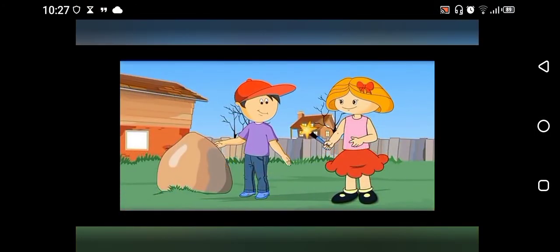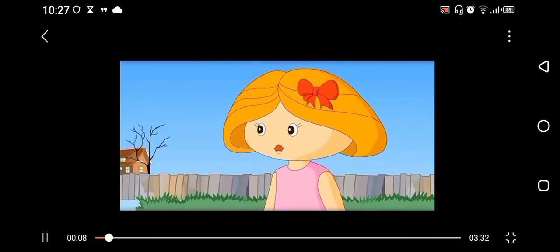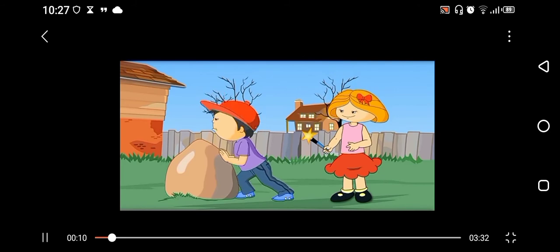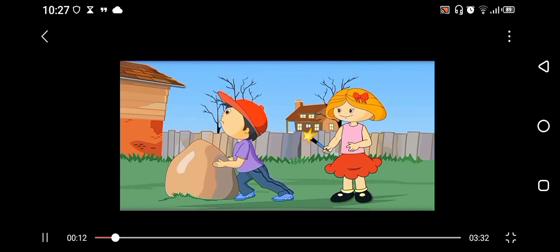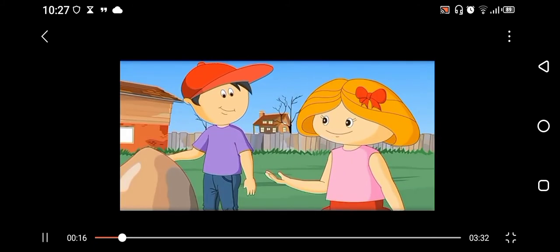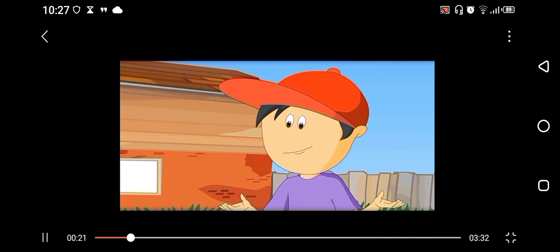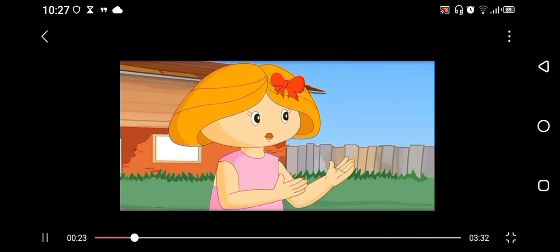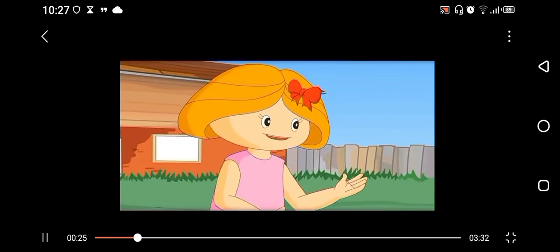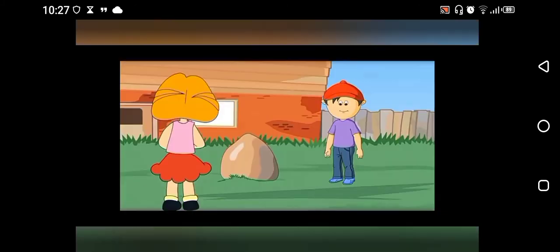Hey, today Mama has asked me to clean the garden. Yes, we should remove all the stones. I can't move it. Can you help me? Sorry, Mama won't allow that. Put some more force. What is force? When we try to push or pull something, it means we are putting force. Force is pushing and pulling things.